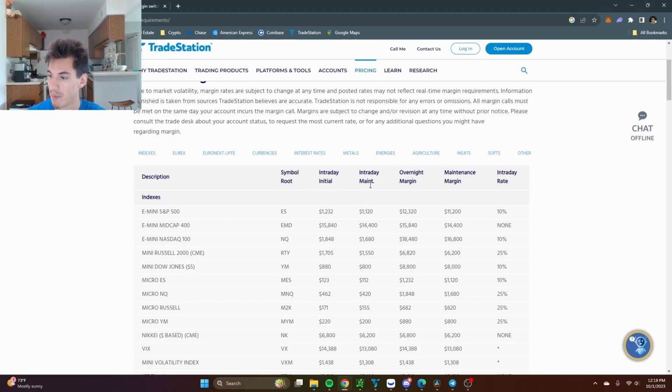For intraday maintenance, that is how much you need to maintain in your account so that you don't get liquidated. So again, that's all I'm saying: don't over-leverage, because if you only have, let's say, $1,300 in your account and you take one ES contract, it would take not even 5 points of drawdown and you'd already be liquidated, and then you wouldn't be able to put on any more positions until your account balance gets above $1,200, the intraday initial.